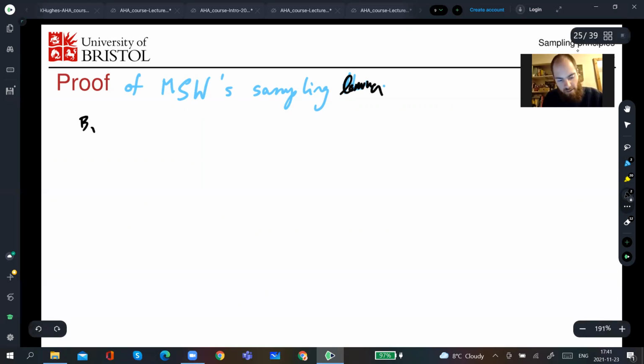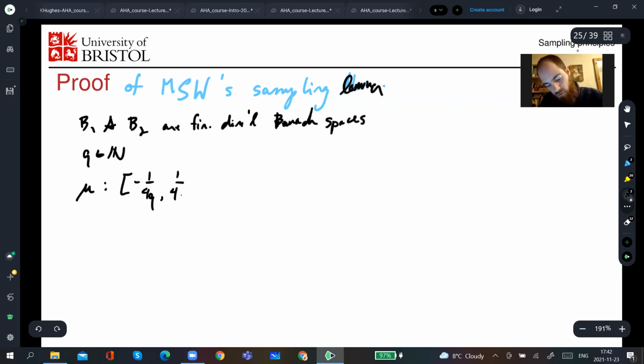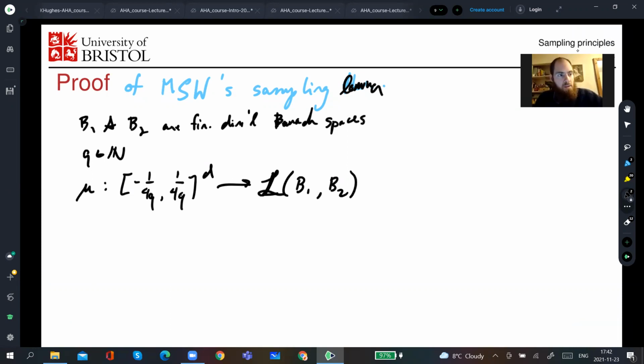Right. B1 and B2 are finite dimensional Banach spaces, sorry. And Q is a modulus. We have some multiplier, mu, which goes from -1/4q to 1/4q in every direction. It takes values that are linear maps between our Banach spaces B1 and B2.